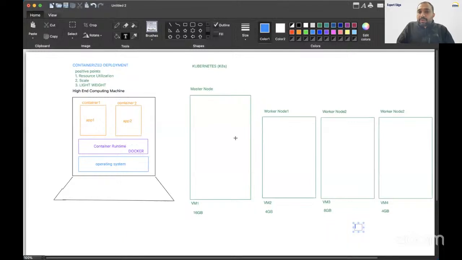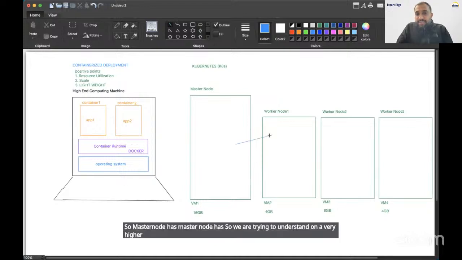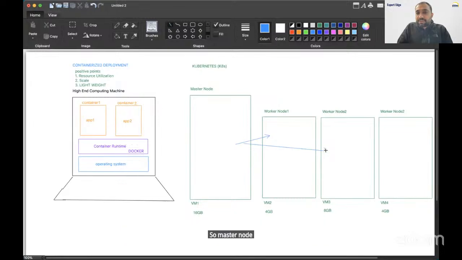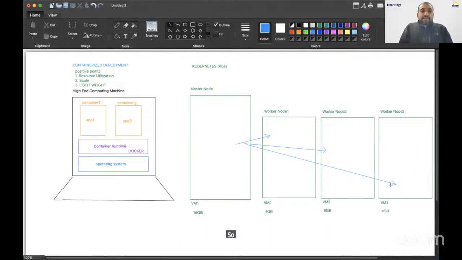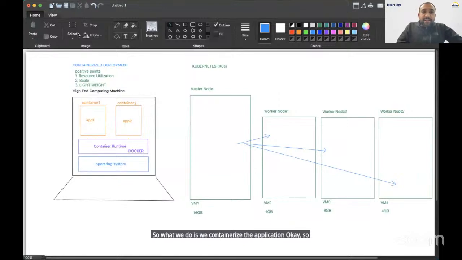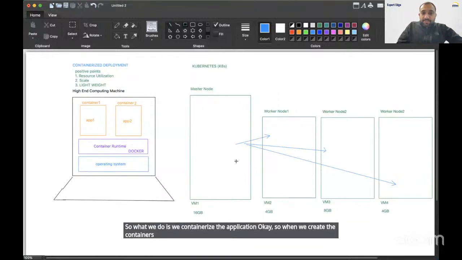So we are trying to understand on a very high level as per the timings, guys, so that you get a fair idea. The master node is the one which is controlling these worker nodes, right? And worker nodes are the ones where my application is going to run. So what we do is we containerize the application. When we create the containers in Kubernetes, every worker node is running your container, and the terminology over here is referred to as the pod.